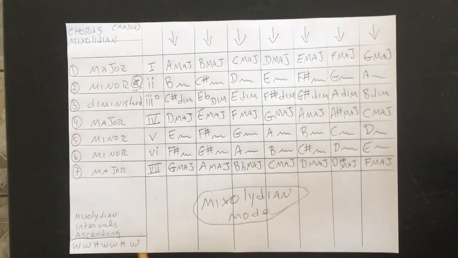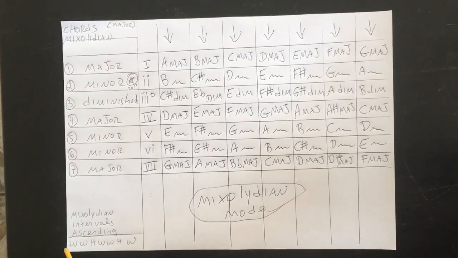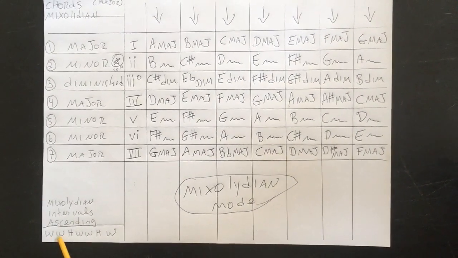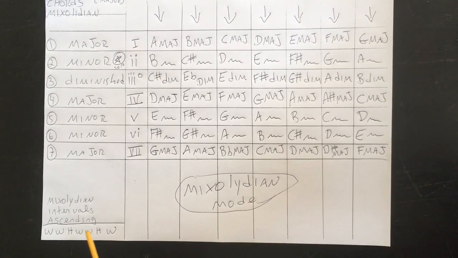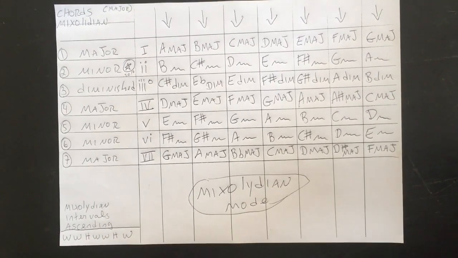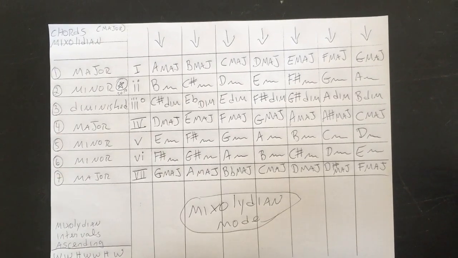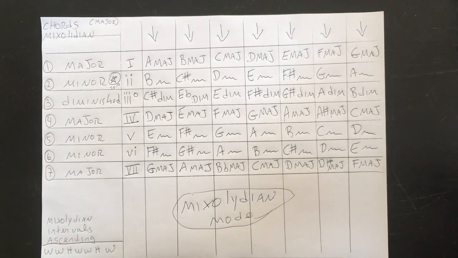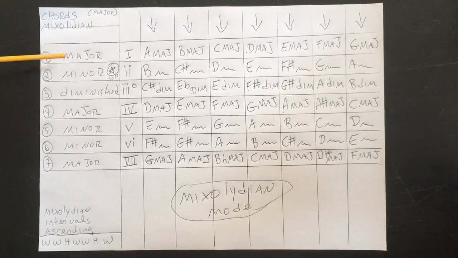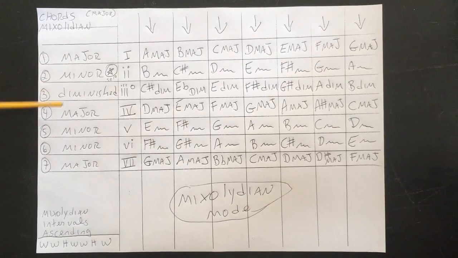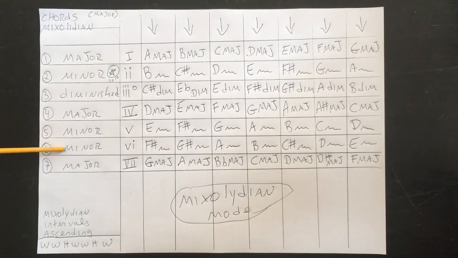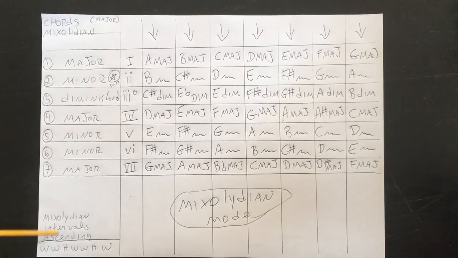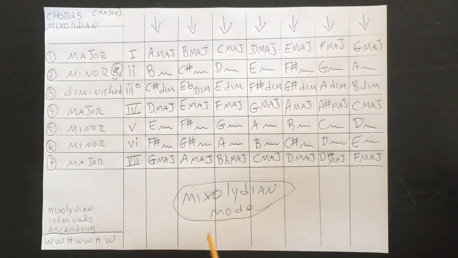Let's move on to the Mixolydian mode. Here we go. The Mixolydian mode. Here are the intervals right down here. So you have whole, whole, half, whole, whole, half, whole. The 7 chords representing the 7 notes of the Mixolydian scale are major, minor, diminished, major, minor, minor, major. 7 chords representing the 7 notes.